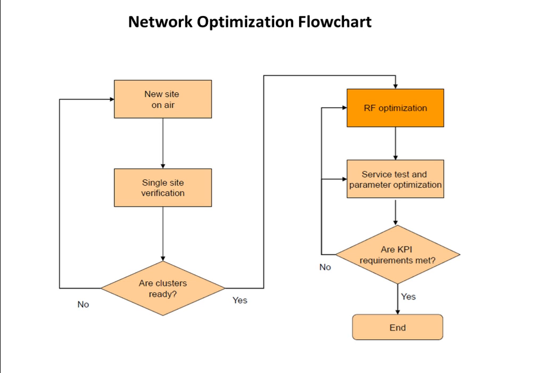Then we do the service test and parameter optimization based upon activities like the physical configuration audit, parameter configuration audit, and site field data collection via drive test. And after doing the required optimization, if all the agreed KPIs are within range and met, perfectly fine, the process ends here. In case some of the KPIs are not met, we can again do the network performance test and network optimization.